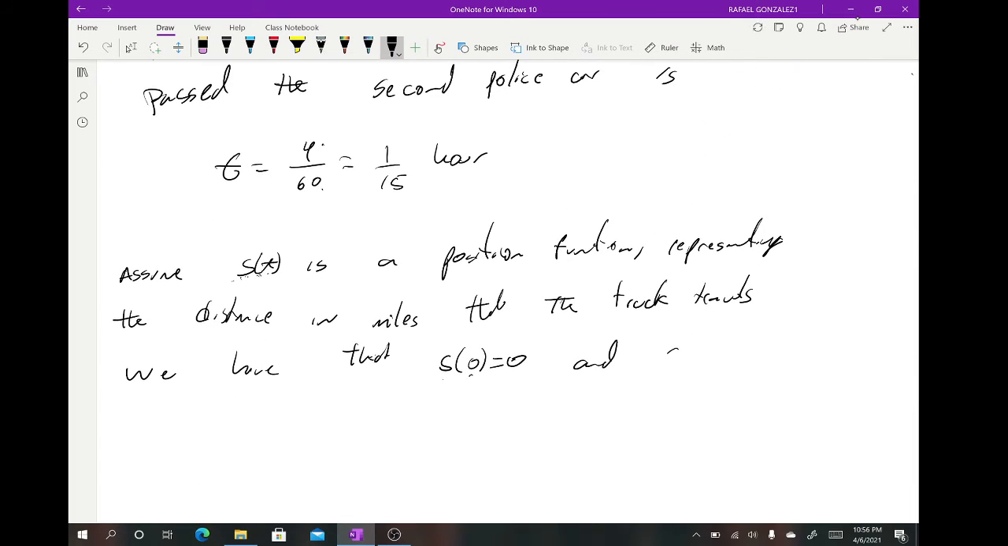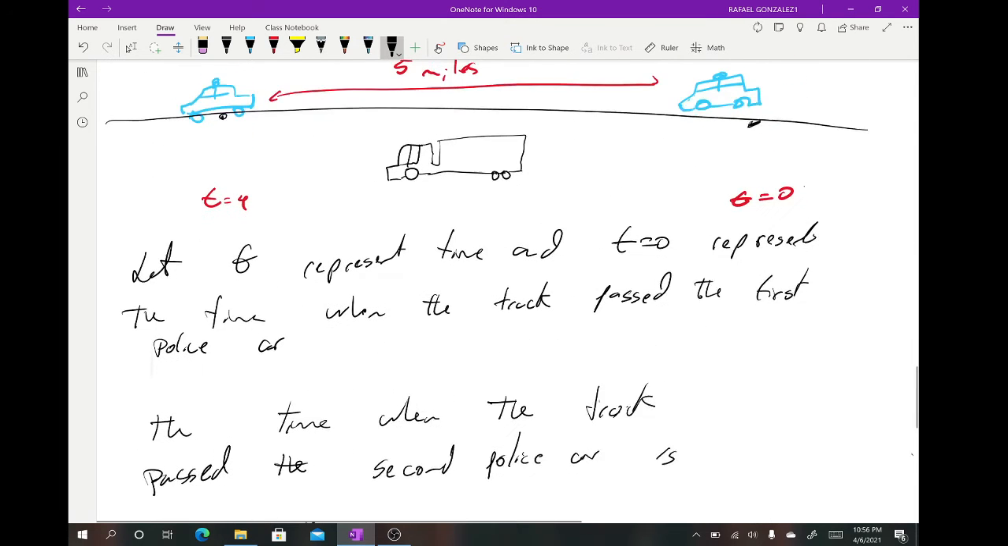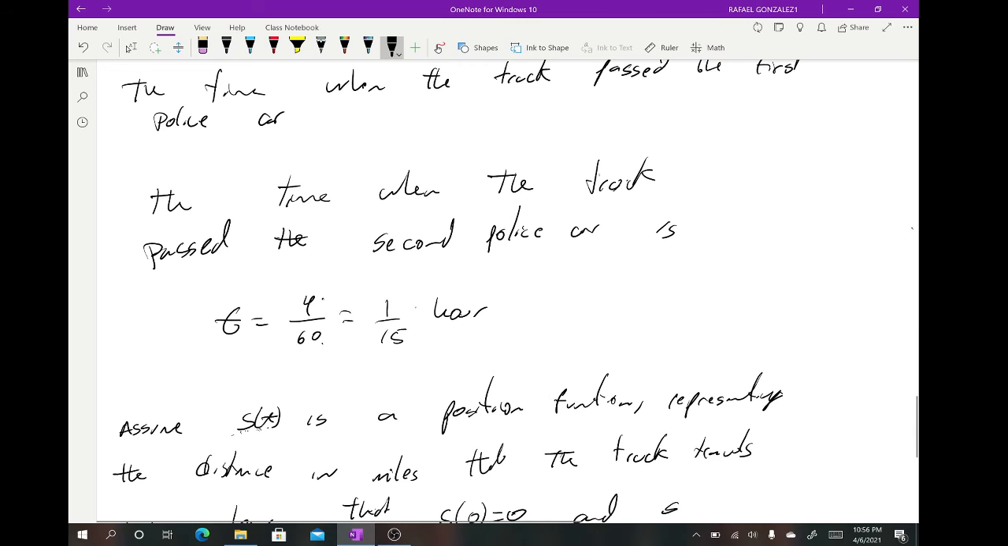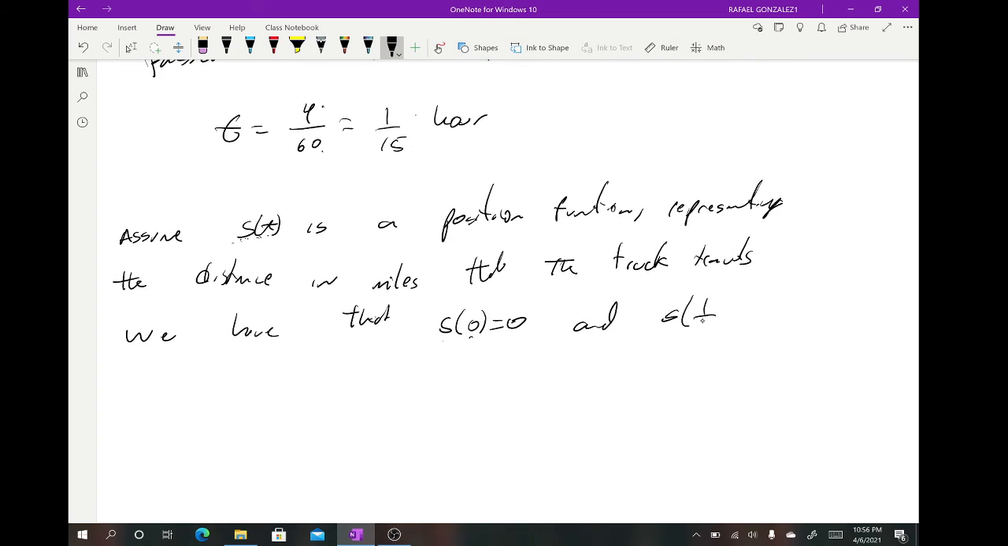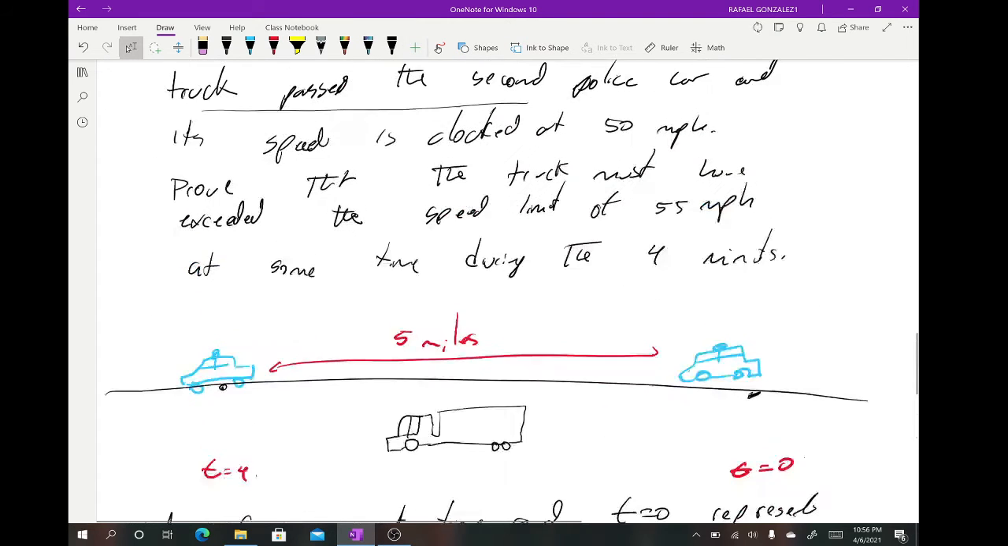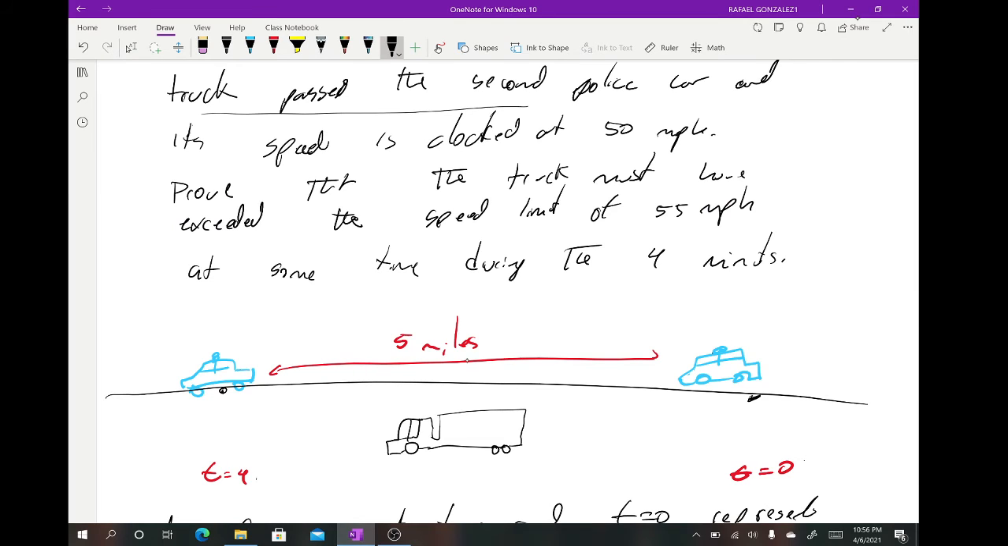In any case, we now know what time the truck passes the second police car. It's at t equals 4, which is the same thing as t equals 1/15 of an hour, since we're talking in hours. So when you plug in 1/15 for t into s, we get 5. The reason why we get 5 is because the distance between the first police car and the second police car is 5 miles. So here you have traveled 0 miles, and when you get up to here, you travel 5 miles.